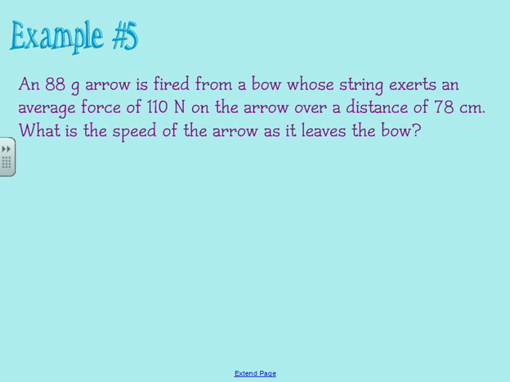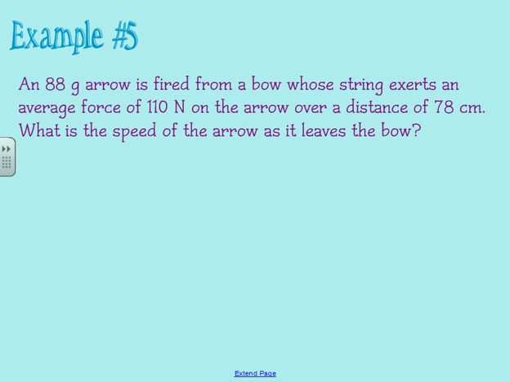Example number 5 talks about an 88-gram arrow being fired from a bow. The string on the bow exerts a force of 110 newtons, and it exerts that force over a distance of 78 centimeters. We want to know the speed of the arrow as it leaves the bow.